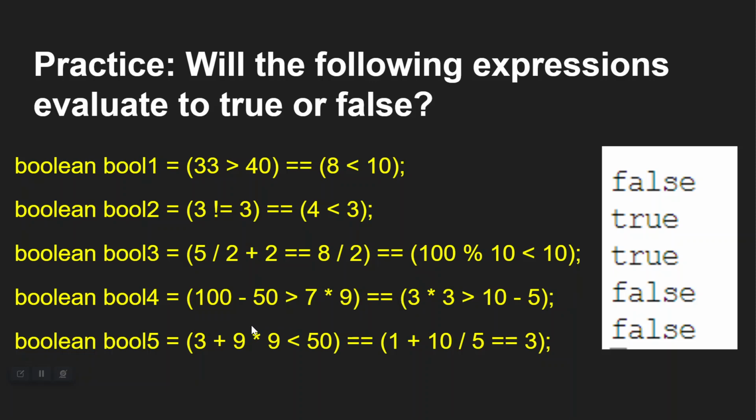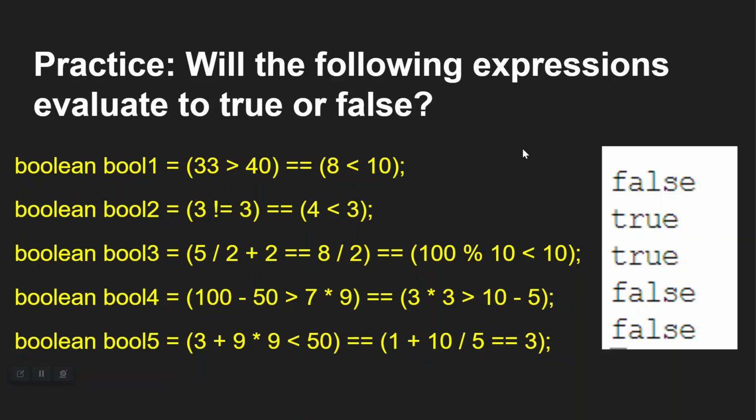Okay, and then finally down here, 9 times 9 is 81. Add 3, you get 84. Is 84 less than 50? No, it's not. That's false. And then over here, you've got 1 plus 5 is equal to 6. 6 is not equal to 3, so that's false. So you've got, does true equal false? No, it doesn't. So that ends up being false. All right, well, let's go ahead and keep going.